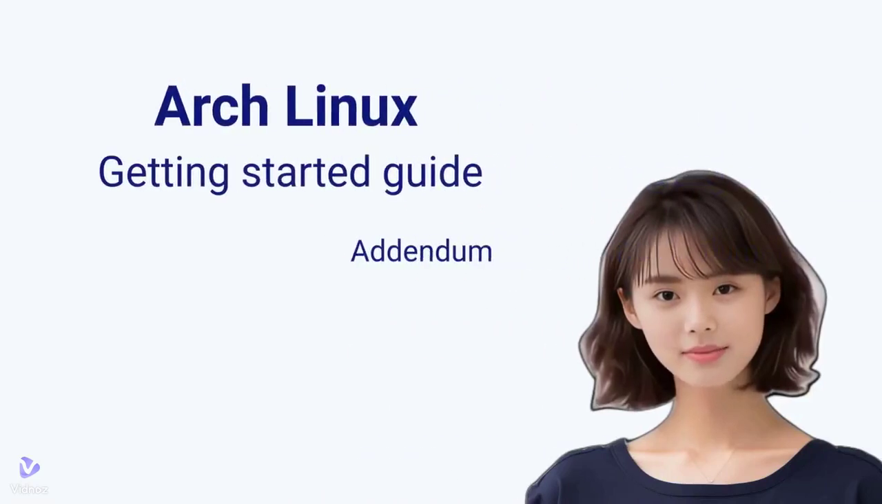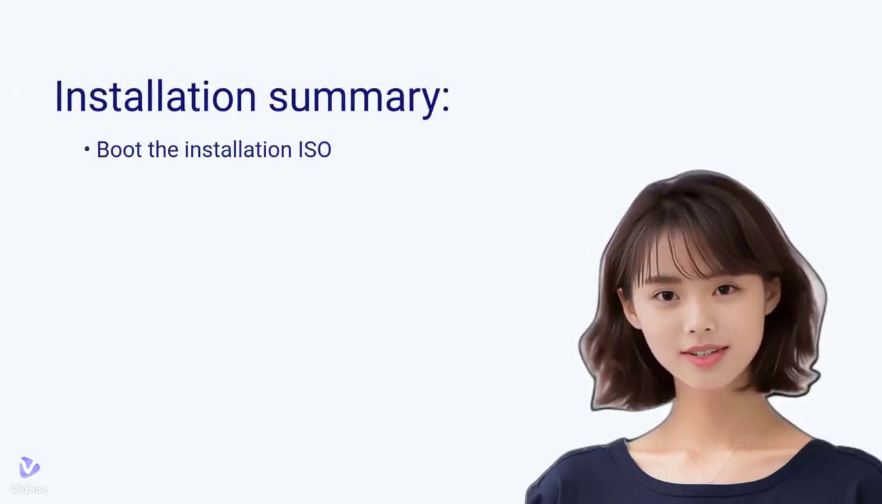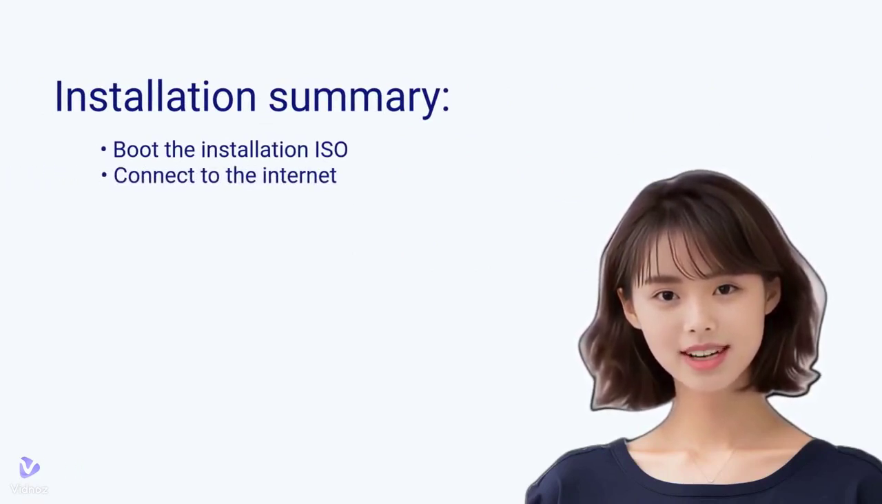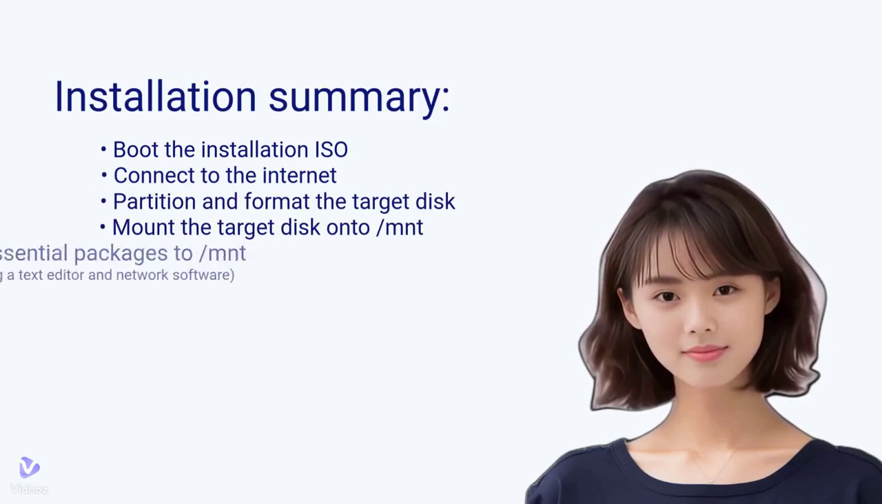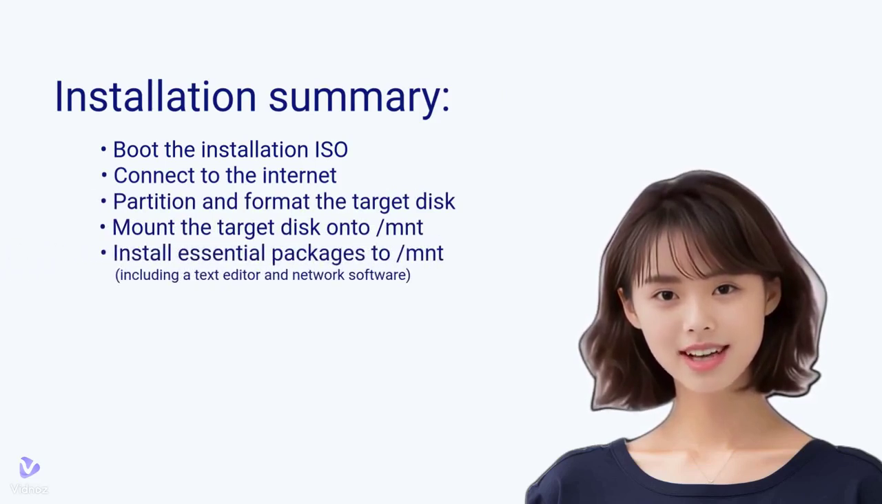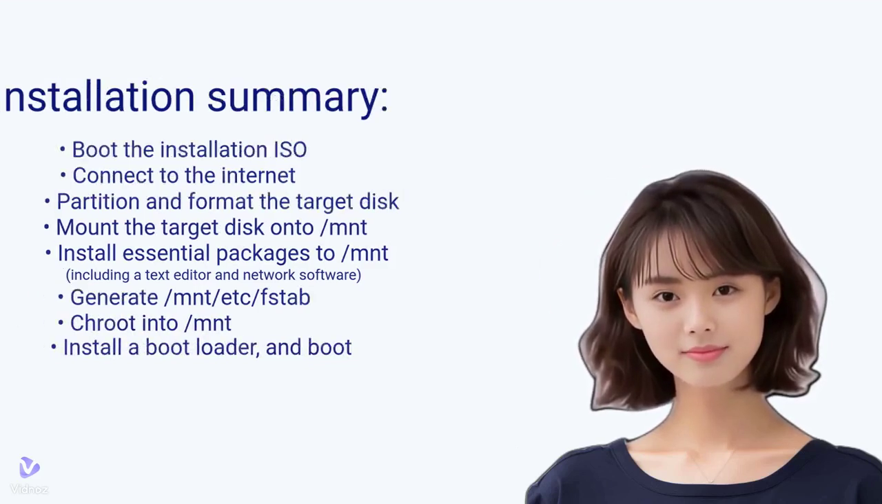First, I'll give a recap of what we did so far. We acquired the installation medium and booted it. Then we connected to the internet and partitioned and formatted the disk. Then we mounted the disk and installed essential packages. Then we generated fstab and chrooted into the mount. Finally, we installed a bootloader and booted. That left us with a clean Arch as a platform to install our favorite applications and customize to our liking.